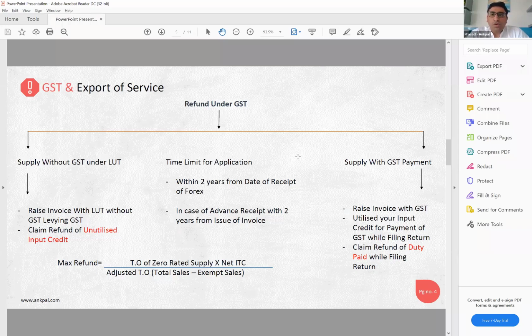Second one is you can charge the IGST on that part of it, which you can pay utilizing your available credit and then claim for the refunds. When GST was introduced, the LUT scheme was there, but it was very strict. So if you have a certain turnover limit, then you would be eligible for LUT, right?